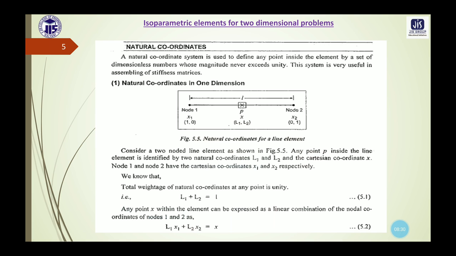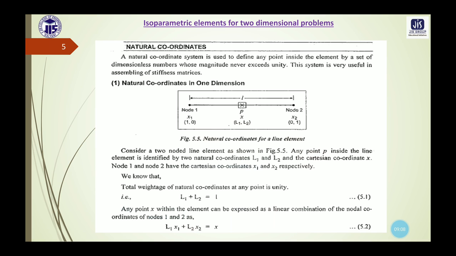From this diagram, let us consider a two-noded line element, and any point P inside this line element. It is identified by two natural coordinates L1 and L2 and the Cartesian coordinate x. Node 1 and node 2 have the Cartesian coordinates x1 and x2 respectively. So from the diagram we can identify the natural coordinates and the Cartesian coordinates for the three different nodes or points.